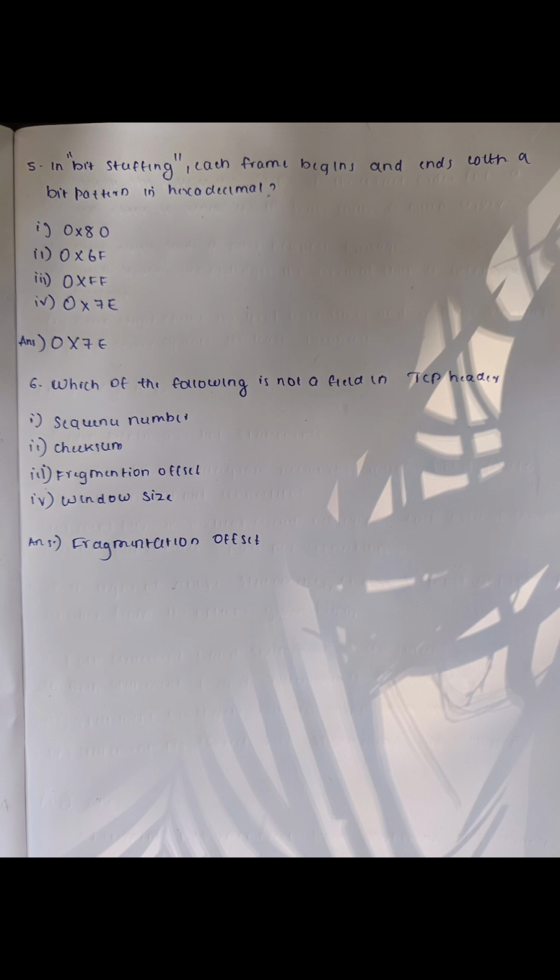Which of the following is not a field in the TCP header? In the TCP header, there are many fields. So which one is not in the TCP header? The answer is fragmentation offset. Others are in the TCP header. That means sequence number, checksum, and window size are included in the TCP header, and the fragmentation offset is not included in the TCP header.